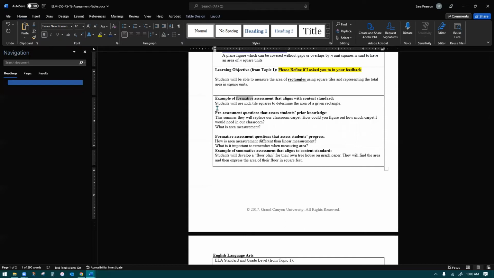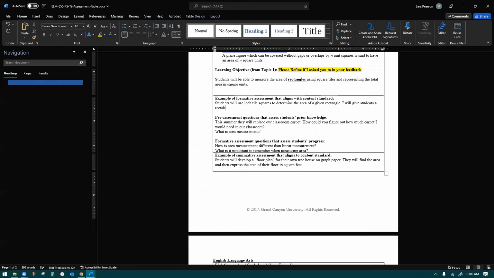So in my example, students are going to use inch tile squares to determine the area of a given rectangle. So you might get a little more specific here, so I, as the person grading your assignment, can understand. So maybe I will give students a rectangle printed out, and they will use the inch tile manipulatives to tile the rectangle and determine the area.